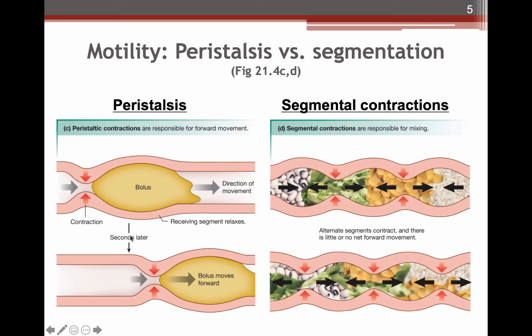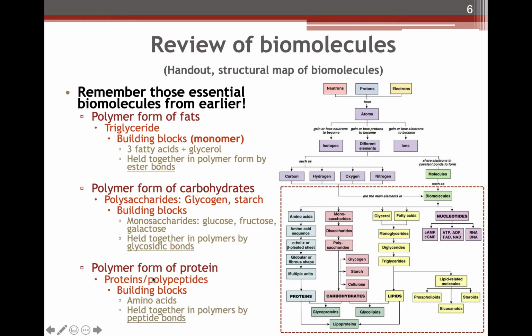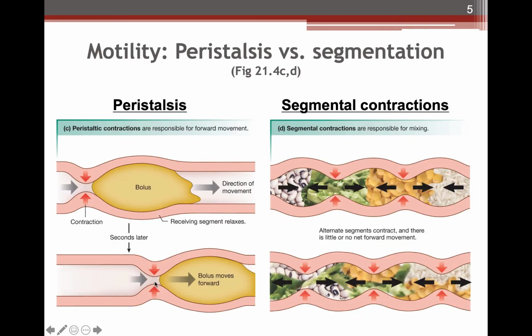And then a few seconds later, this area here that was relaxed and accepting the food now will squeeze and propel it a little bit further forward. So it's a wave-like squeezing. This area will squeeze, then this area, then this area, then this area, etc., to propel the food from one place to another, like from your mouth through the esophagus down into the stomach is an example of that. Segmental contractions is a mixing action.